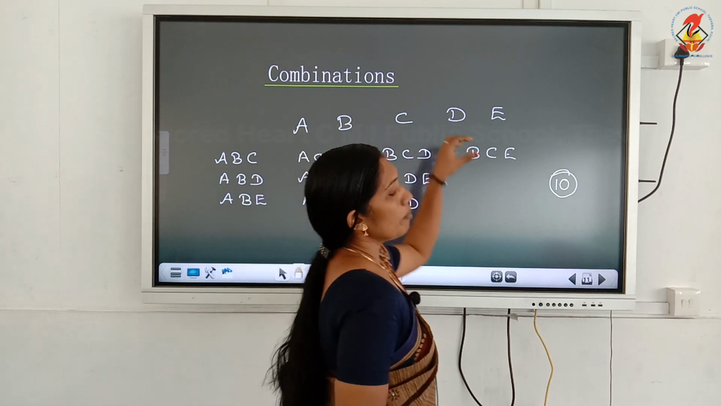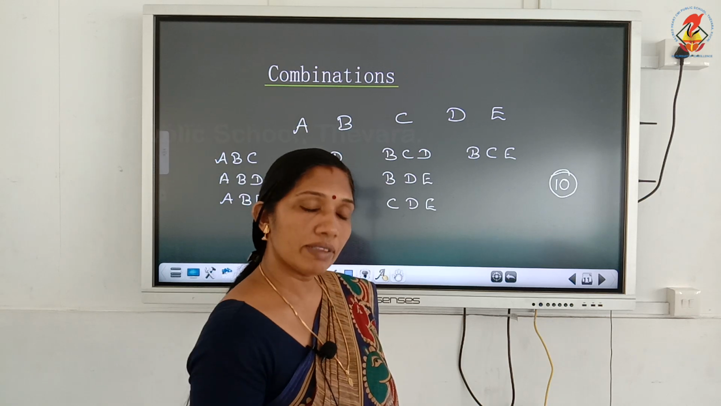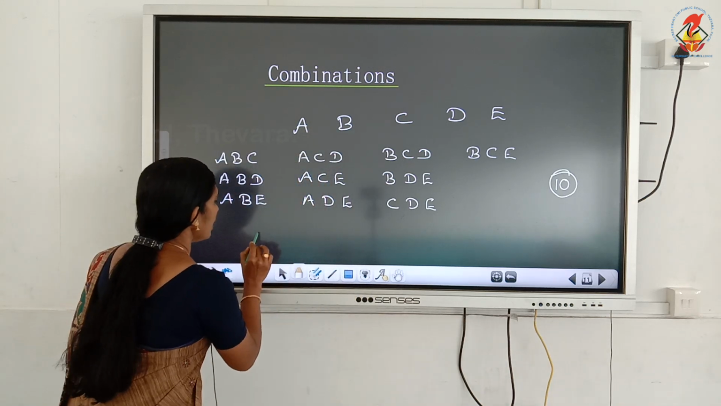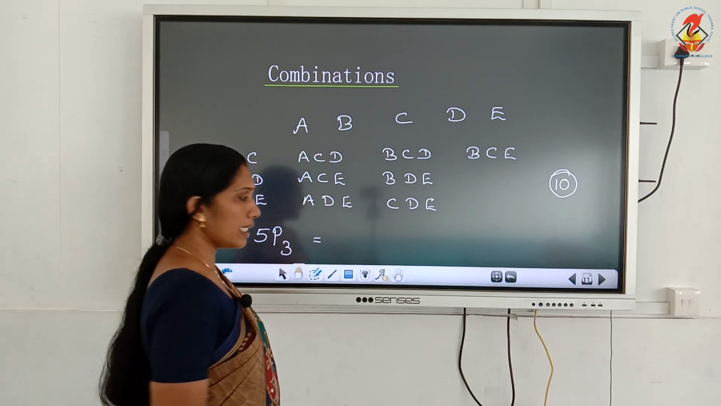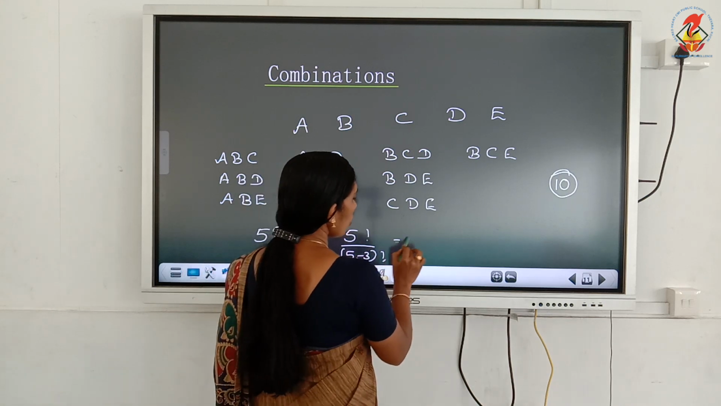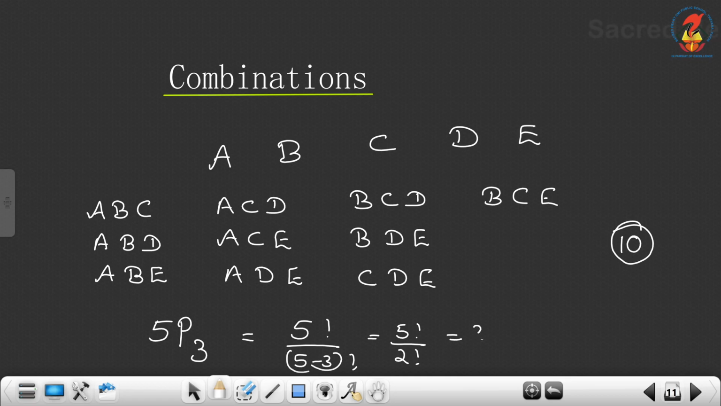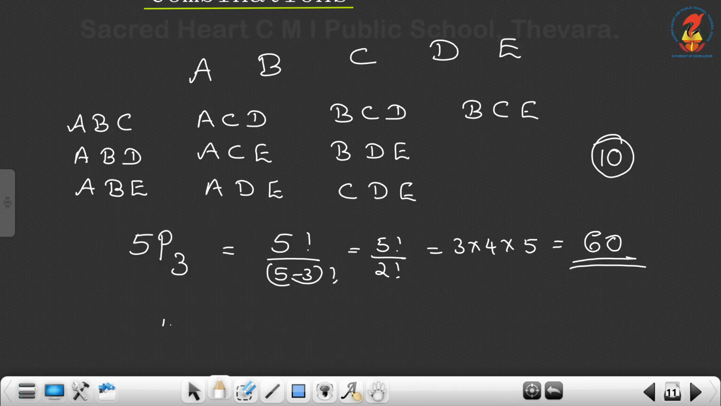Now what is the number of permutations of 5 objects taken 3 at a time? That we studied, 5P3. How to calculate that? 5 factorial by (5 minus 3) factorial, or 5 factorial by 2 factorial. So 3 into 4 into 5. 5 fours are 20, 20 threes are 60. So 5P3 is 60. This is permutation.